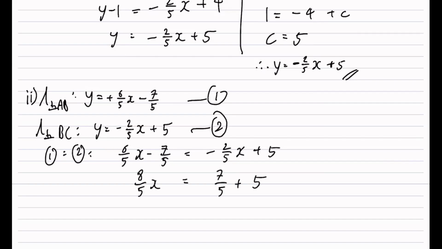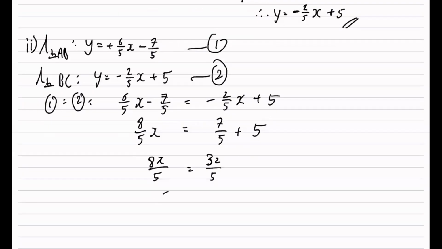Add on the 5. I'll just use a calculator to make things faster. 5 plus 7 over 5 becomes 32 over 5. And then you have 8x over 5. Both got over 5, so just compare numerator. 8x equals to 32. Divide by 8 and you get 4.